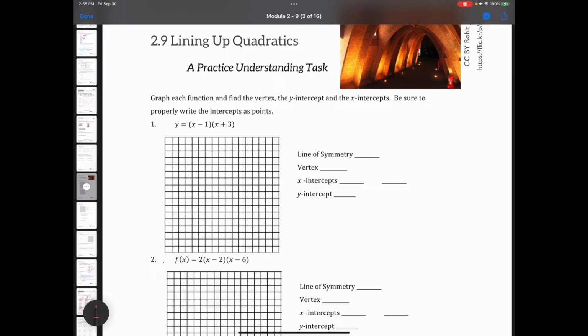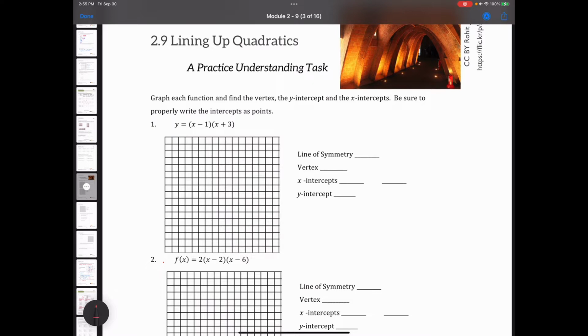Good morning and welcome to 2.9. We are going to go ahead and work on some graphing of quadratics. We've kind of gone back and forth between the algebra, the diagrams, and now some of the graphing too. We've done that a little bit so far in this module, but we're going to look at some more of them.